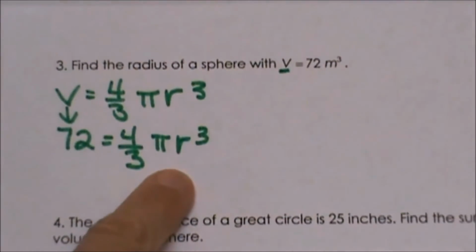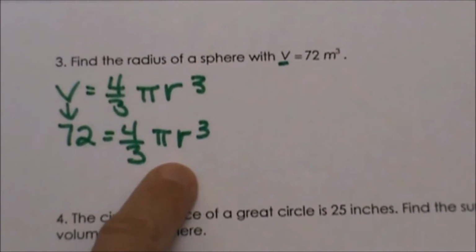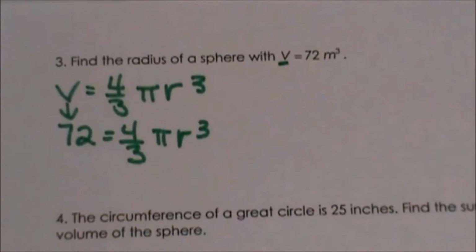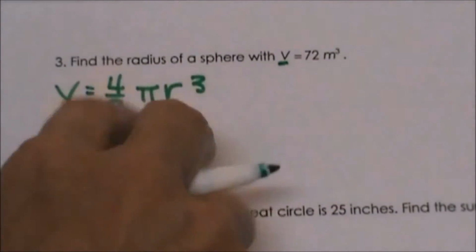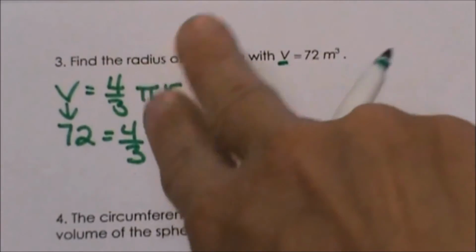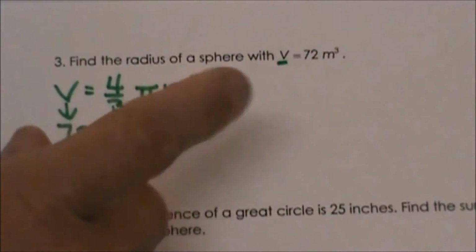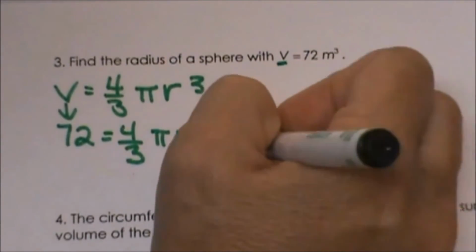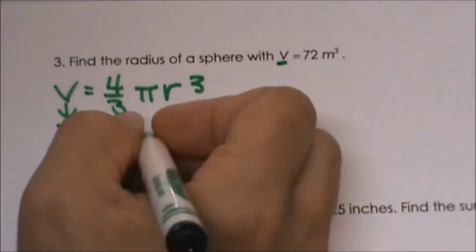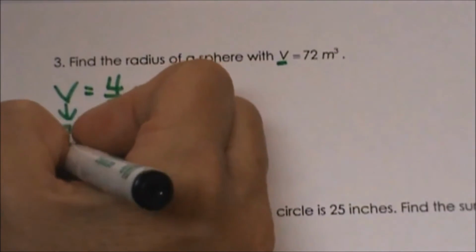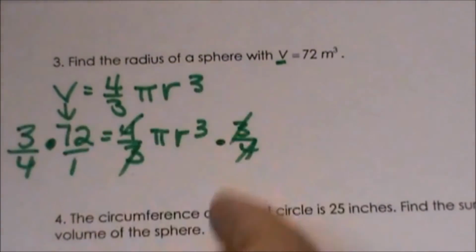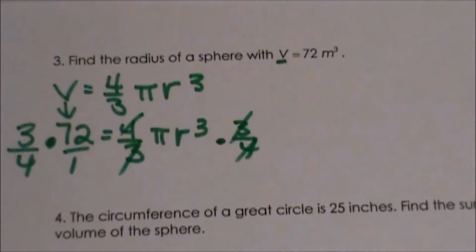Okay. Now the only variable we have in this formula is the radius, but we have to get that by itself. So we're going to have to undo all this stuff. Okay. To undo a fraction, remember what we do? We multiply by its reciprocal. So we're going to flip it upside down and multiply both sides by 3/4. And that cancels out the 4/3. So we're going to multiply 72 by 3/4. Okay? Always whole numbers over 1.